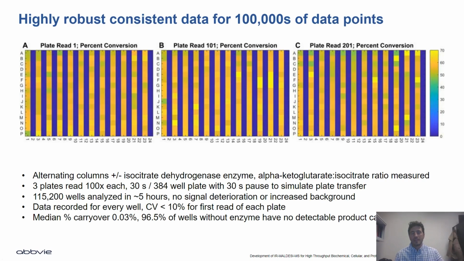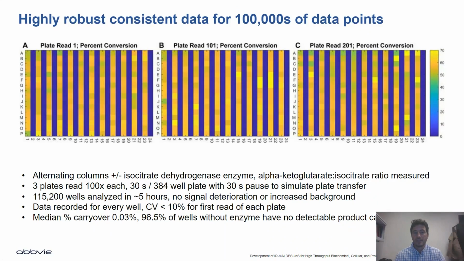And this is just to show the robustness of the system. To simulate a full day of high throughput screening, we took 3 plates with alternating columns of reaction or no reaction, and we read the plates 100 times each, pausing 30 seconds between each read to simulate plate movement. In 5 hours, we were able to collect 115,000 wells of data.